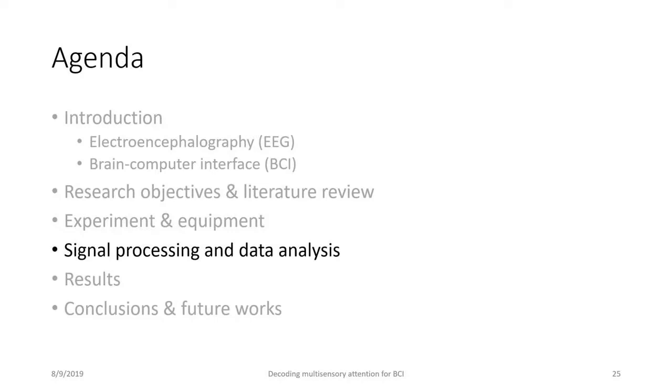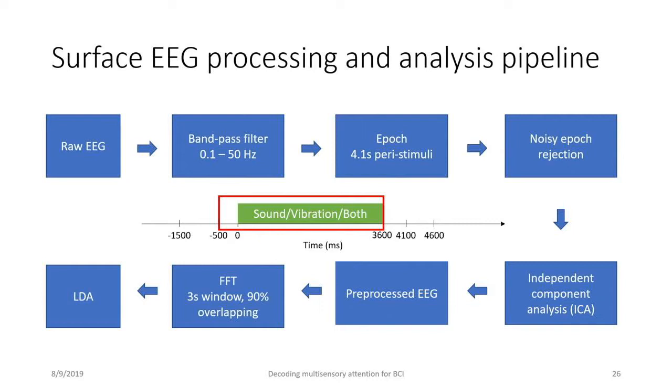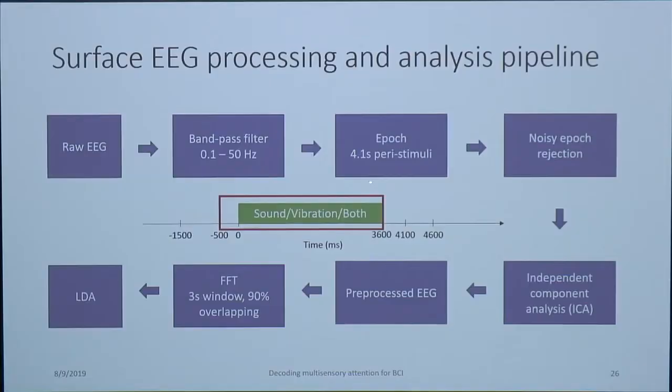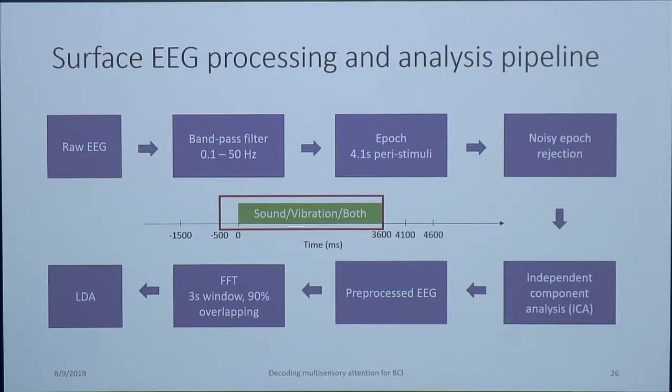So we got the data. How did we analyze it? We got the raw EEG, and we do some simple bandpass filter. And we epoch those continuous EEG signals into different fragments using the onset of the stimuli. So we give this 4.1 second window and chop them out to use as a feature for further analysis. And we reject several epochs based on their maximum value, because sometimes the signal may not be very reliable. They may go off charts. So we can remove those from further analysis.